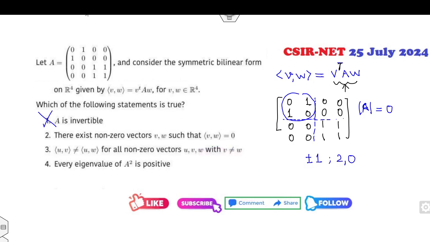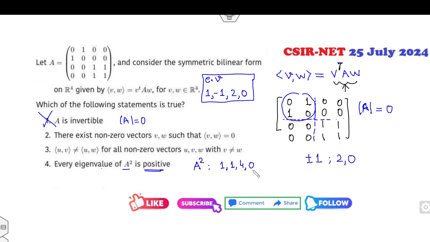So can you find the eigenvalues of this? I can write for you here. Eigenvalues are 1, minus 1, 2, and 0. Fine. So clearly, because one of the eigenvalues is 0, the determinant is 0, so therefore it is not invertible. Every eigenvalue of A square, can you find the eigenvalues of A square? The eigenvalues of A square are 1, 1, 4, 0. Every eigenvalue is non-negative, but you can see 0 is also there. So this option is also cancelled.